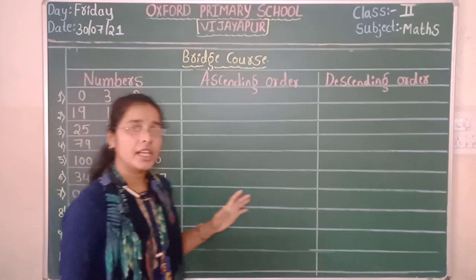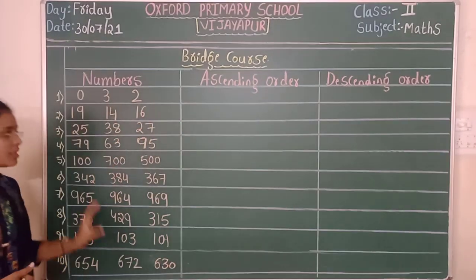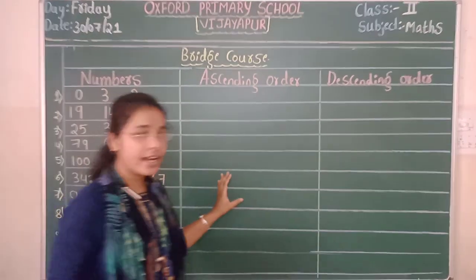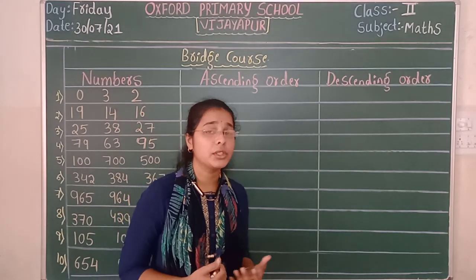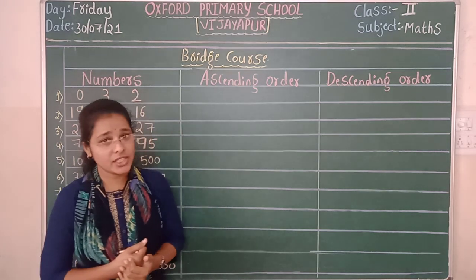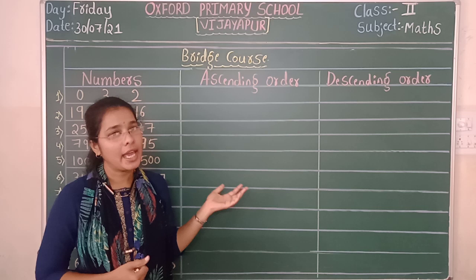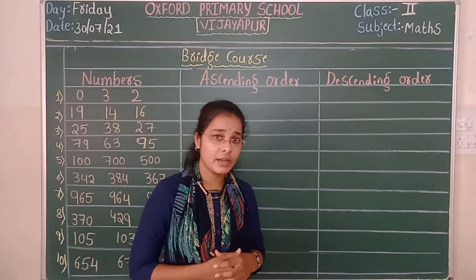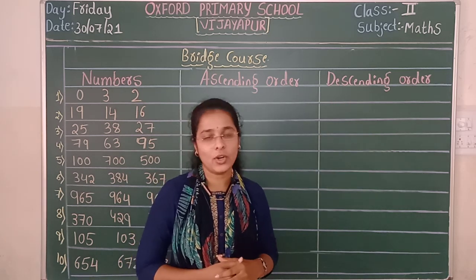See children, here I wrote all the numbers. We have to arrange these numbers in ascending order at first and then descending order. Once again, I am going to ask you, what do you mean by ascending order? Arranging the numbers from smaller to bigger is ascending. And what do you mean by descending? Arranging the numbers from bigger value to the small is descending order.